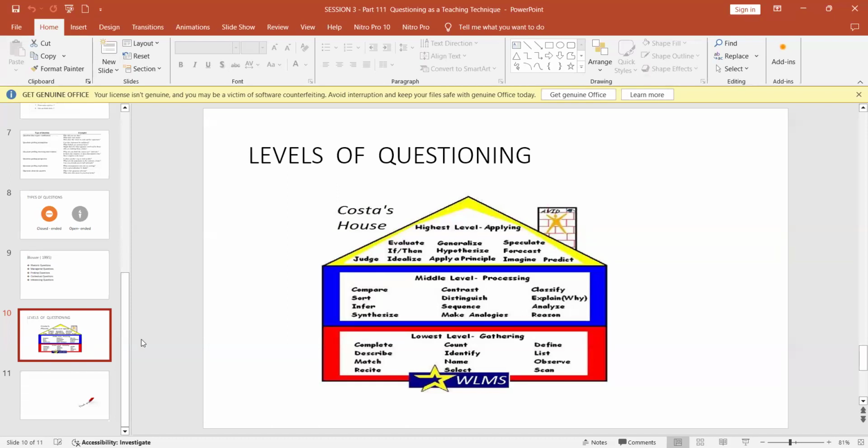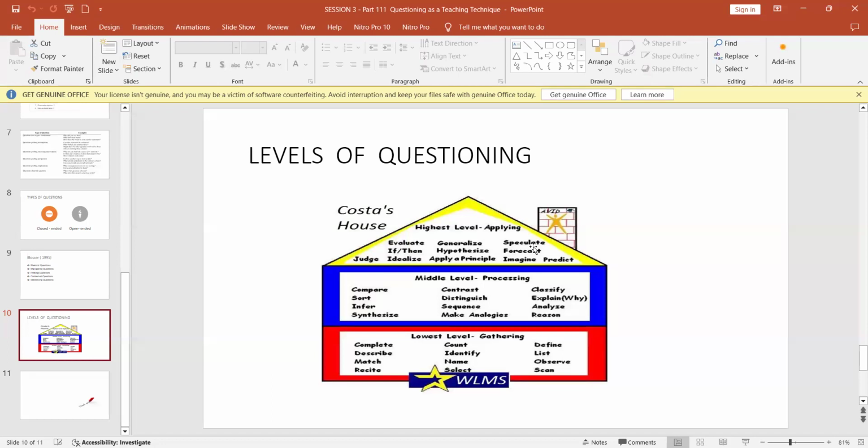The first level, the lowest level, is gathering. The middle level is processing. The highest level is applying. What does it mean by gathering? They are just cut and paste.